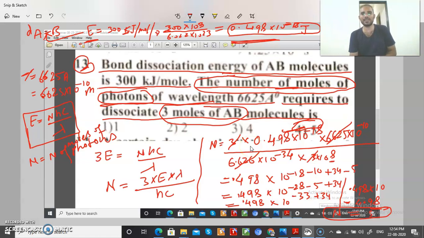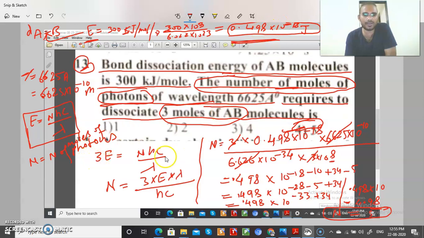This is very easy, student, but there is only a calculation problem. Otherwise you will be able to solve this problem. You know this formula. E is equal to nhc by lambda, that we already taught for n number of photons. So here n we have to calculate. For 3 moles, they already gave energy for 3 moles of AB molecule. For 1 mole of AB molecule we have got it here, student. For 3 moles we multiply this by 3.